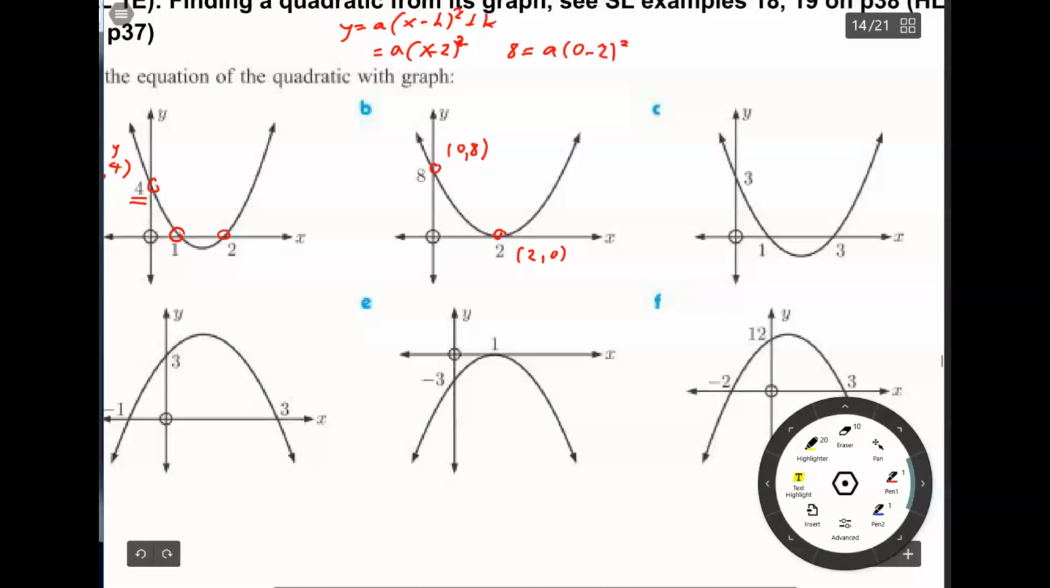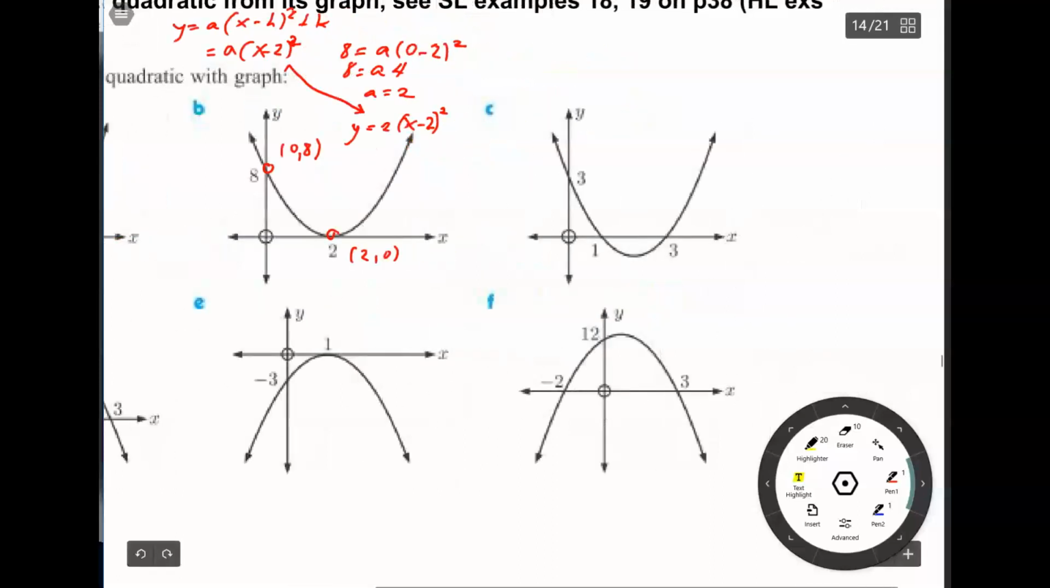and that gives us 8 equals a times negative 2 squared. Negative 2 squared is 4. So it means 8 equals 4a, so a equals 2. So I can rewrite now my function with a equals 2 filled in. So it'll be y equals 2 times x minus 2 squared. Okay, so that's my equation for B.